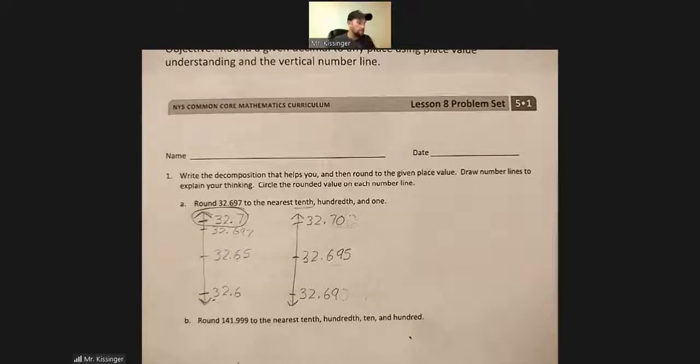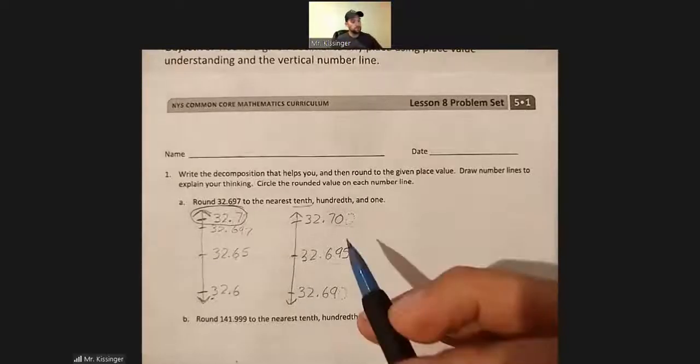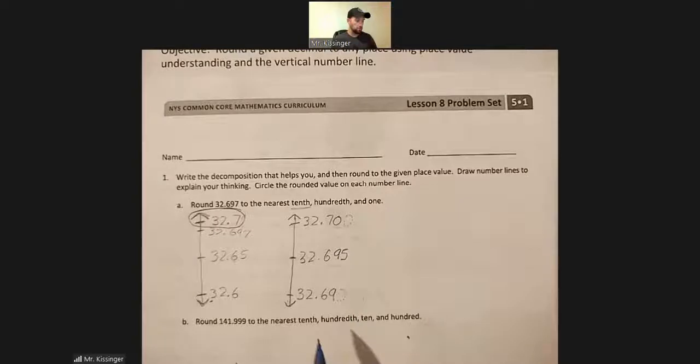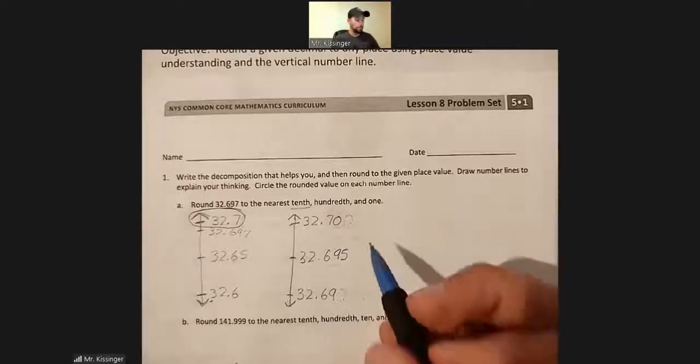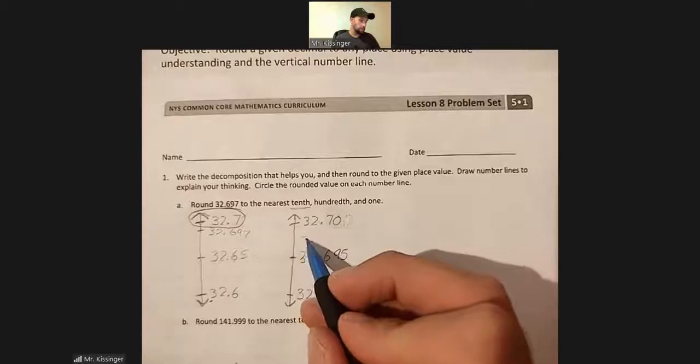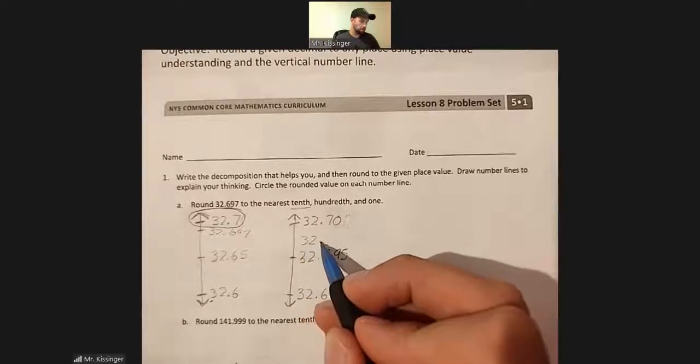So that's why you have to add those extra zeros, just to find out what that halfway point is. And then we need to figure out if 32.697 is closer to 32.70 or closer to 32.69. Is it higher or lower than our midway point? So if we go 3, 2, I think it's right in between these two.